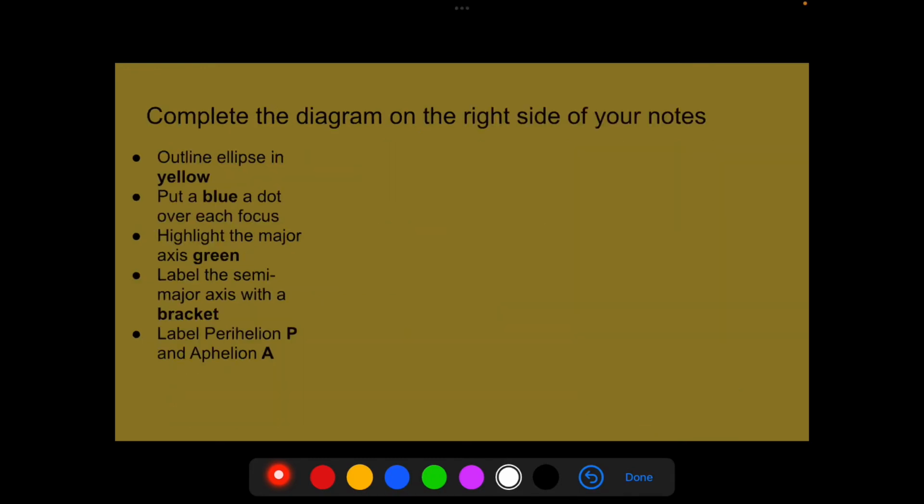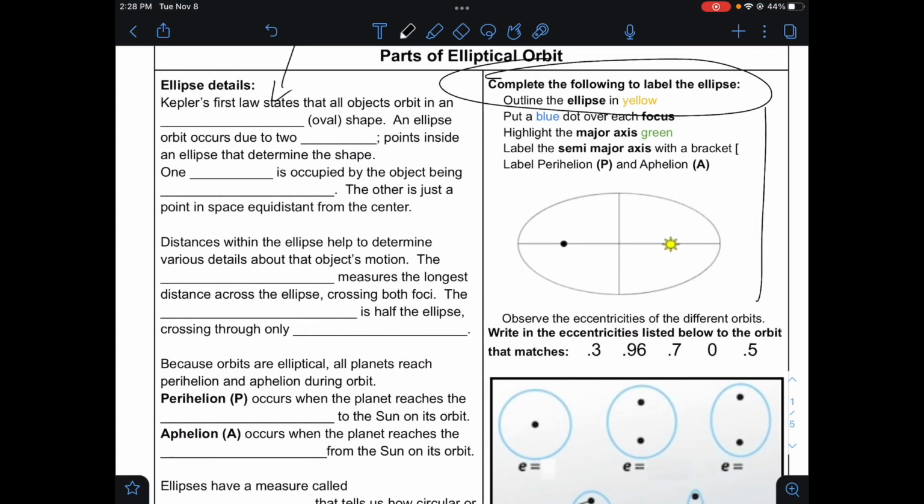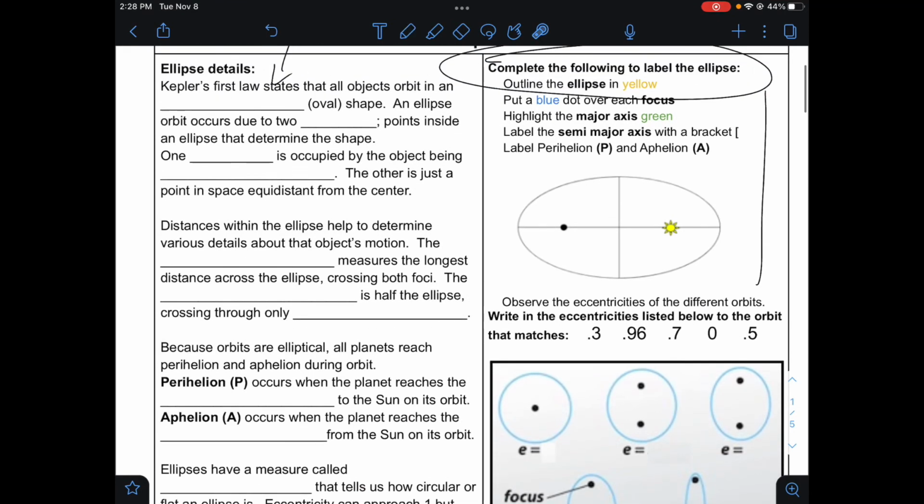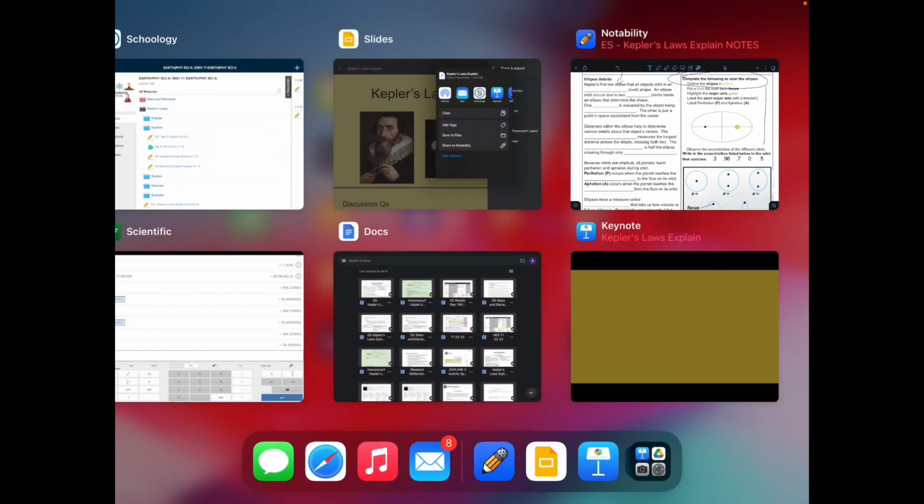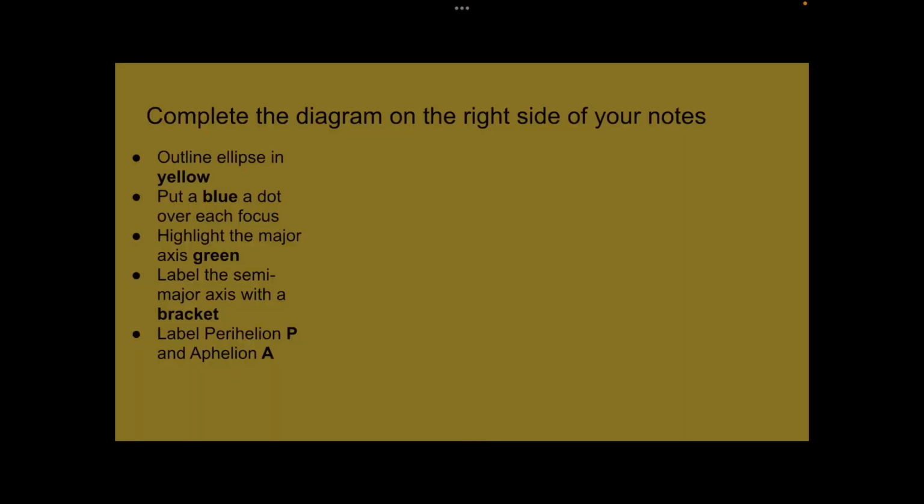Okay, on the right-hand side of your notes, there's a diagram. I want you to label those things on the diagram. So if you're watching this video right now, go ahead, hit pause, and label that diagram on the right side of your notes. This is the one we're talking about, right here. Go ahead and label the outline in yellow, put a blue dot over each foci, the major axis in green, put a semi-major axis and label it with a bracket, and then finally label perihelion and aphelion. So pause right now and go ahead and do that.